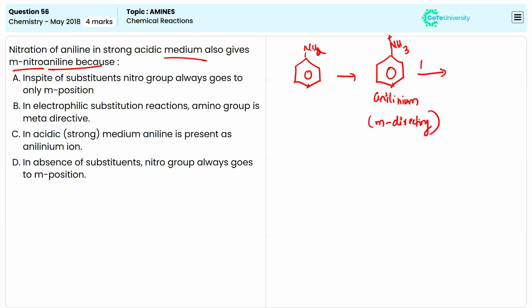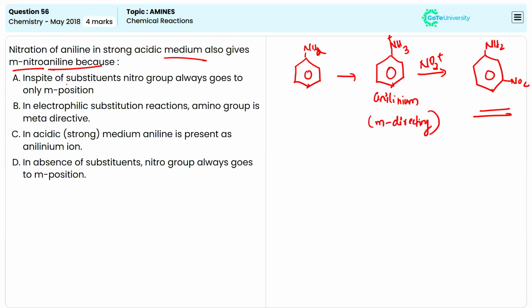On reaction with NO2 plus, that is nitronium ion, they will produce meta nitroaniline. So this will be the product obtained in the reaction. The reason is the anilinium ion produced is meta directing. That is the reason.